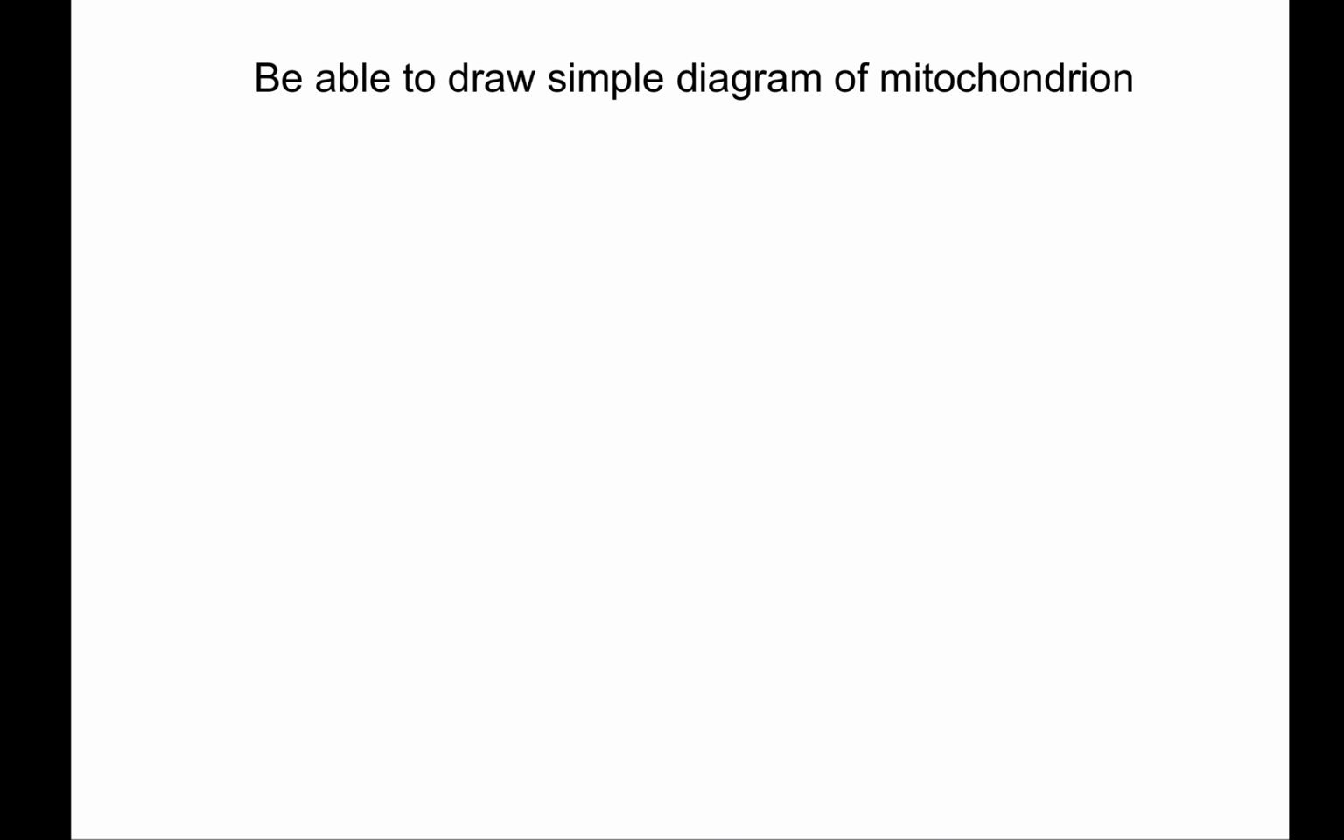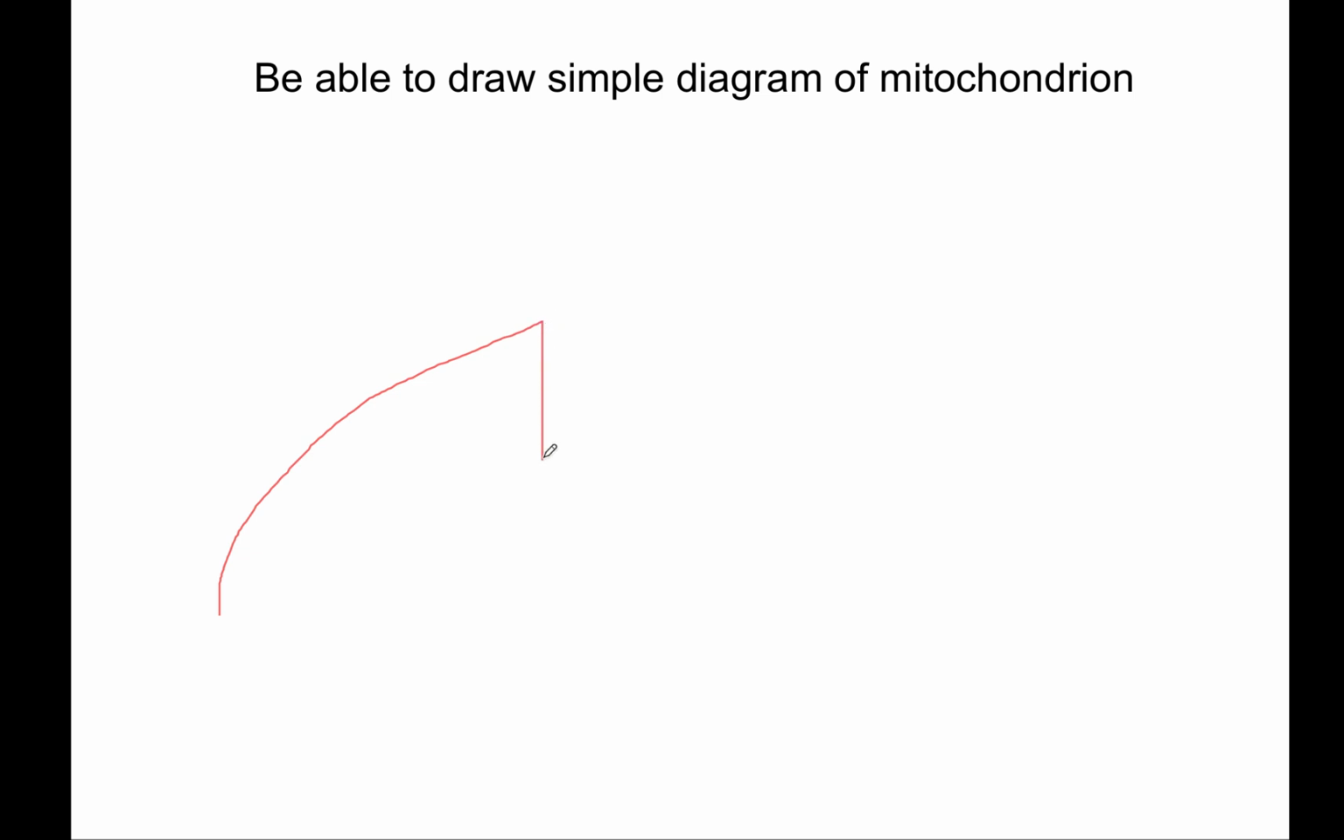Now, it's very important to know where things are happening, and so I want you to be able to draw a simple diagram of a mitochondrion. A lot of people complain about their ability to draw, but I know all of you can draw circles, ellipses, lines, because you can write. And if you can do that, you can draw a mitochondrion. So this is what I want you to do.